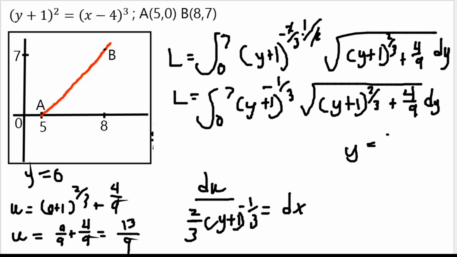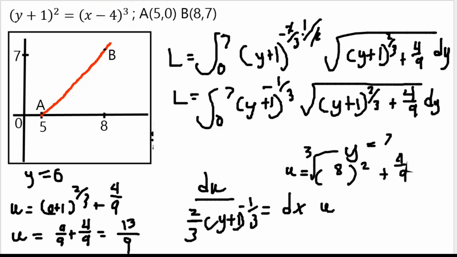So now let's say y is equal to 7. What is the new value of u? I think I'm not going to do that the long way, that will take too long. So we can just say 8, then cube root, and then square root plus 4/9 here. 8 squared is 64, and the cube root of 64 is just going to become 4. So our u is going to become 4 plus 4/9.